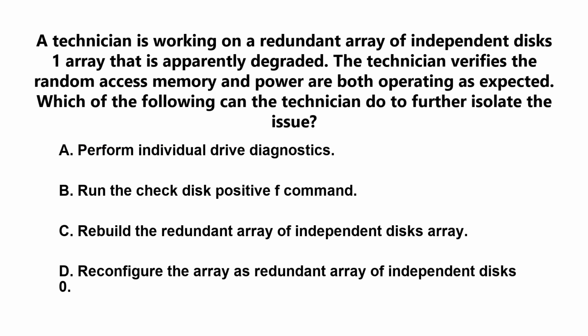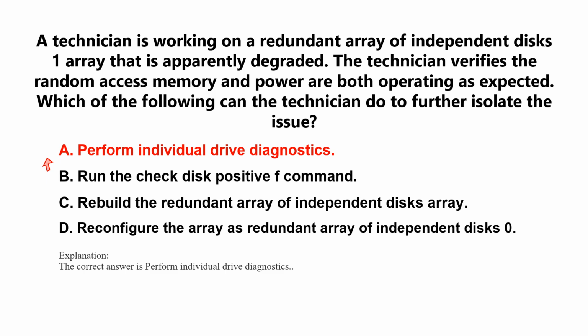Question 36. A technician is working on a redundant array of independent disks, or RAID, array that is apparently degraded. The technician verifies the random access memory and power are both operating as expected. Which of the following can the technician do to further isolate the issue? Option A, perform individual drive diagnostics. Option B, run the check disk /F command. Option C, rebuild the RAID array. Option D, reconfigure the array as RAID 0. The correct answer is option A, perform individual drive diagnostics.